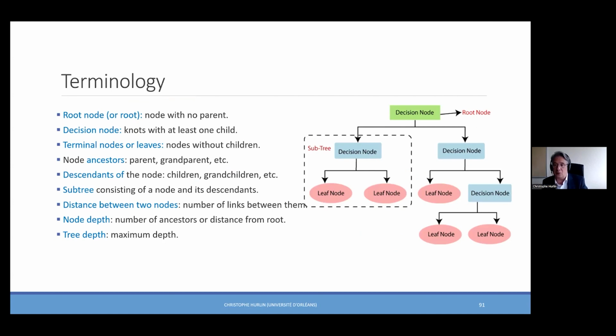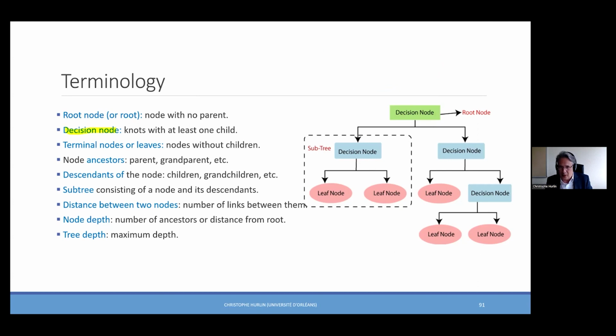Okay, so what is the terminology? We have a decision tree here in which we have first the root. This is a node, a decision node with no parent. There is nothing here, okay? This is the root of the tree. This is an inverted tree, okay? So we have the root on the top and the leaves, okay? So we have the root here, okay?